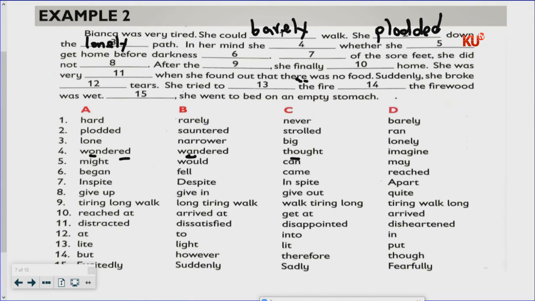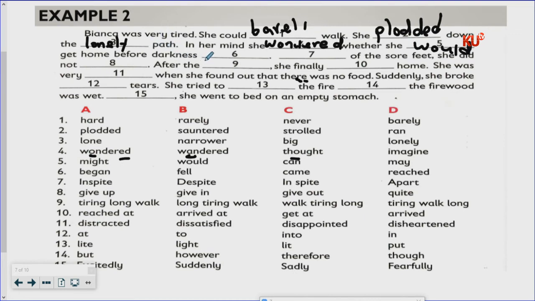So you say she wondered with O, whether she dash get home. She might get home. She would get home. She can get home. She may get home. It is in the future, and the possibility, whether it was possible, which is would. She would get home before darkness dash.